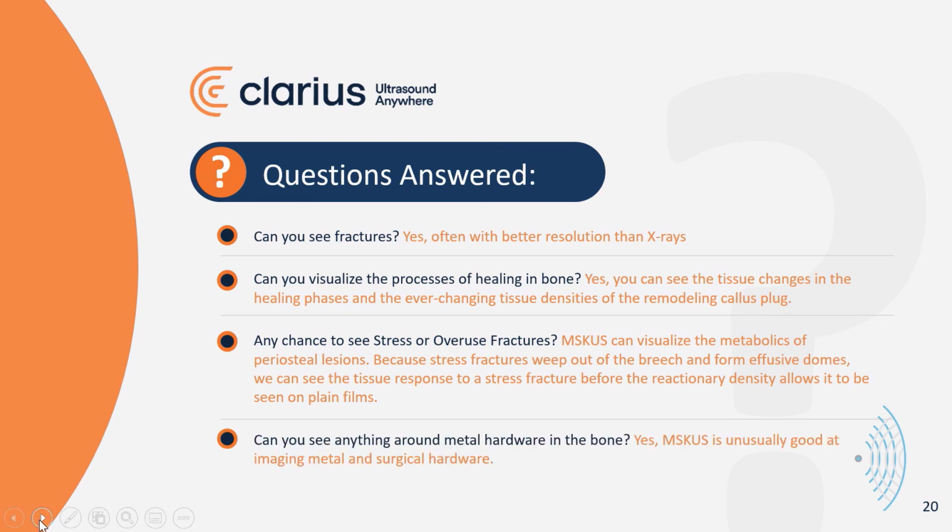Can ultrasound be used to image around hardware? It not only can be used, but it is unusually good at imaging around metal and surgical hardware. If you've ever had a chance to see what metal looks like on a CT scan or an MRI, there are wonky, bright spots all over the place that totally throw off your ability to identify the surrounding hardware. And in plain X-rays, you have to vary the exposure in order to even try to see bony structures. It's simply not nearly as good as ultrasound.